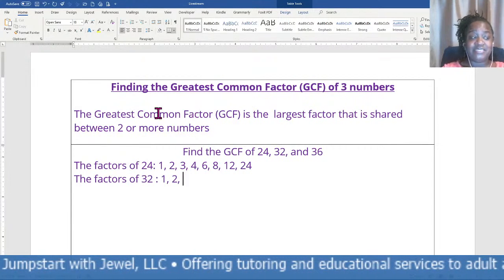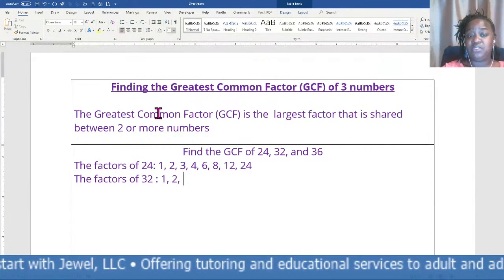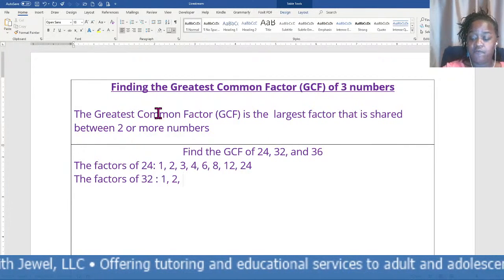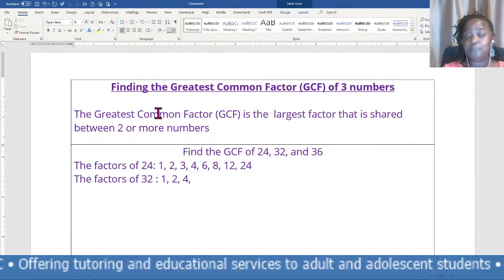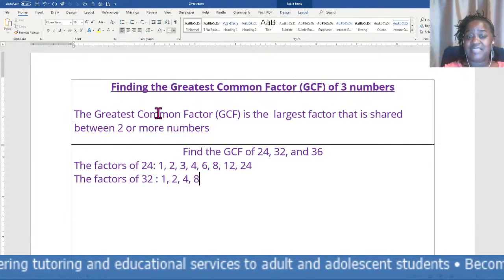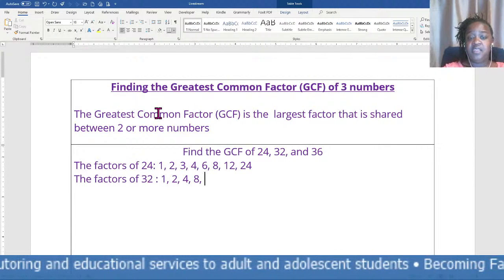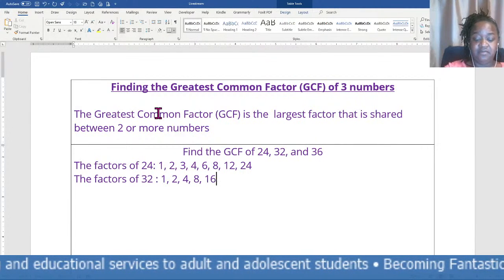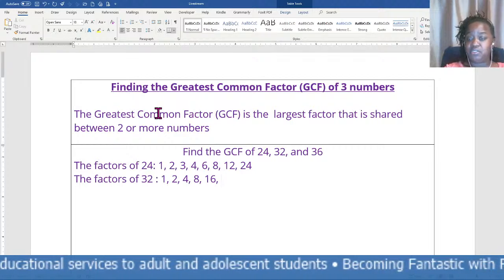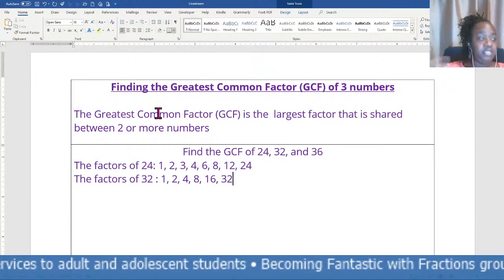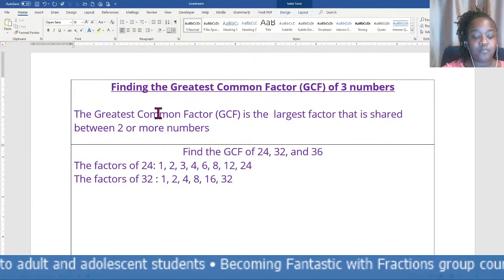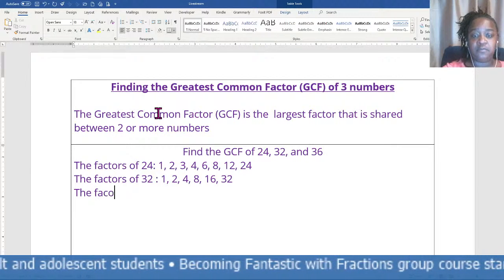2 times 16 equals 32, so that's a factor as well. 4, if you know your multiplication facts, what number times 4 equals 32? That's 8. And then again, like we said, we have 16, because 16 times 2 is 32. And then 32 times 1 is 32.